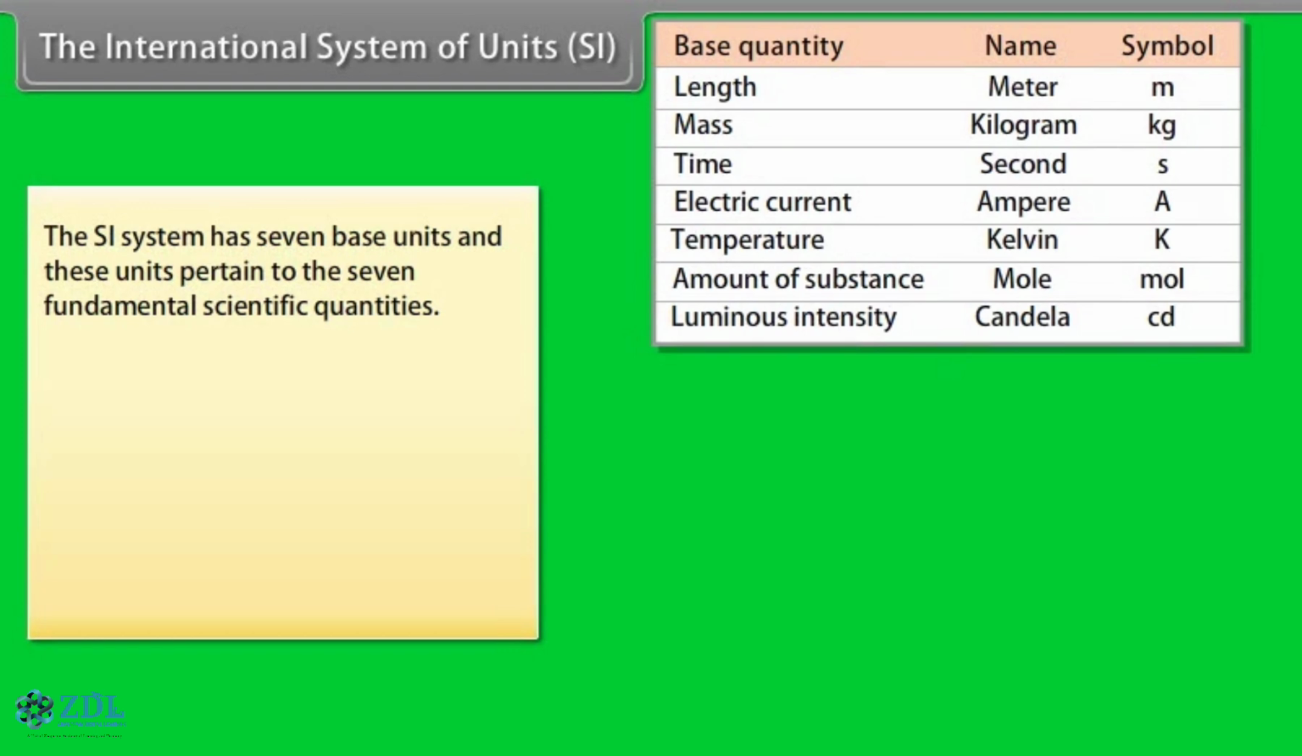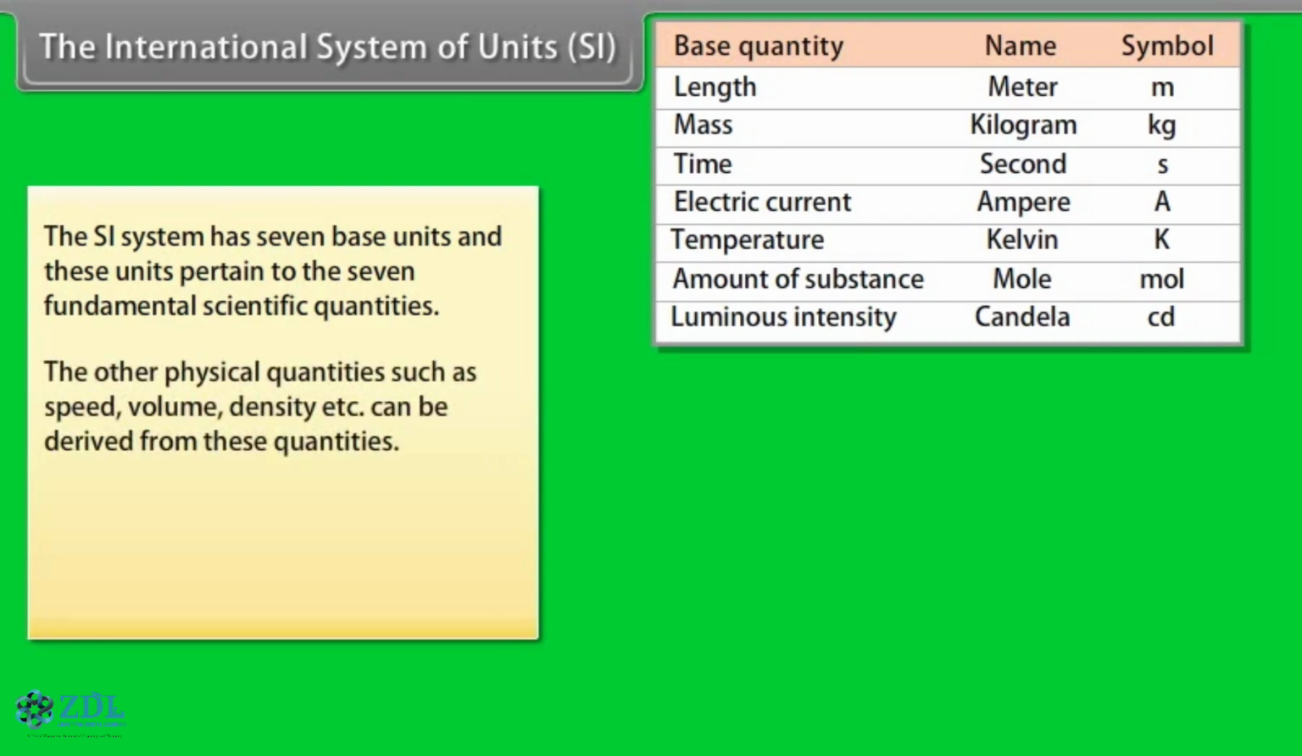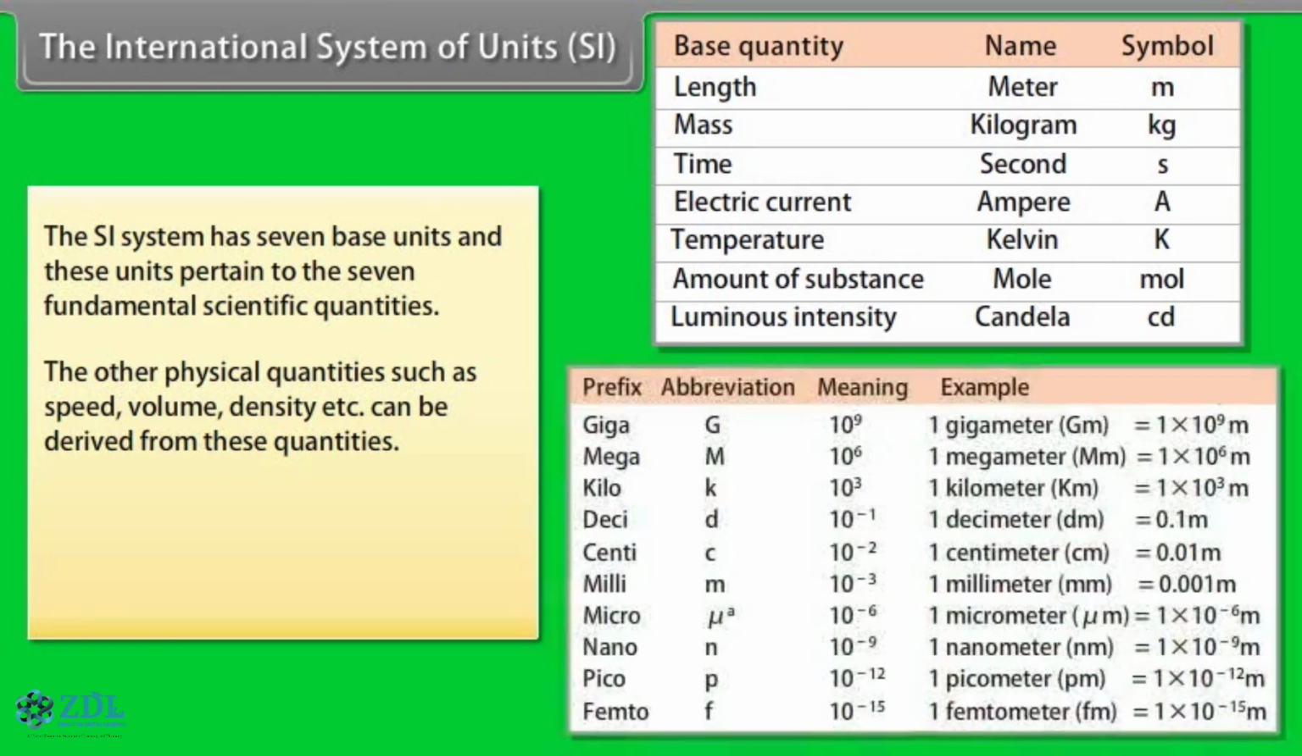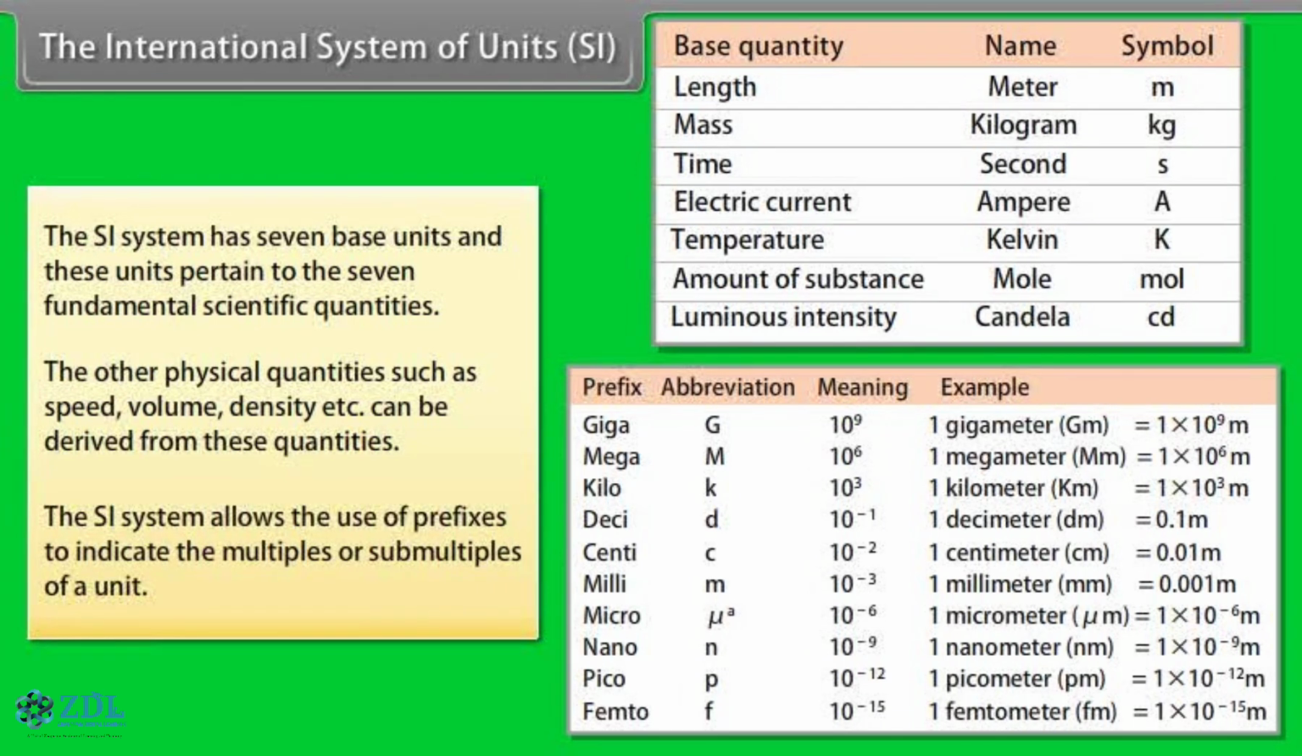The International System of Units, SI. The SI system has seven base units, and these units pertain to the seven fundamental scientific quantities. The other physical quantities such as speed, volume, density, etc. can be derived from these quantities. The definitions of the SI base units are given in the table. The SI system allows the use of prefixes to indicate the multiples or submultiples of a unit.